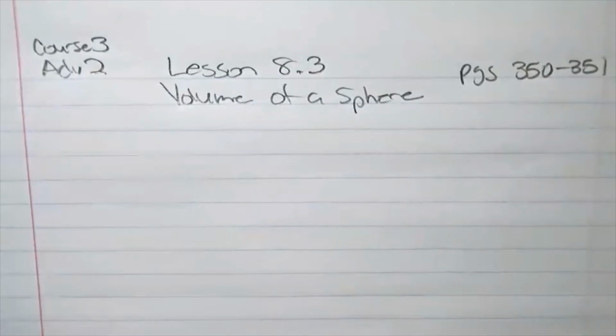Okay, so let's talk a little bit about a sphere. A sphere is a globe. A sphere is a basketball, a soccer ball. A sphere does not have any faces. It does not have any bases. It does not have any vertexes.